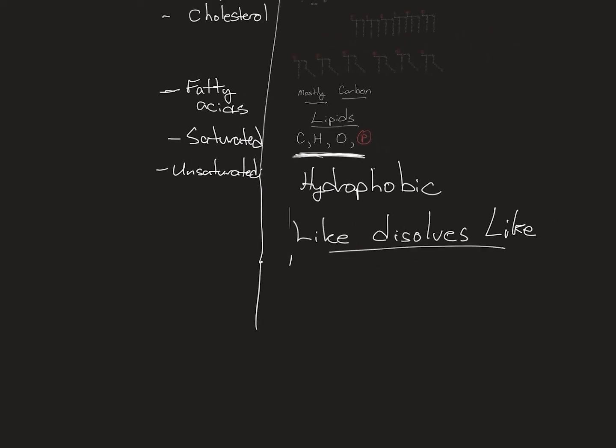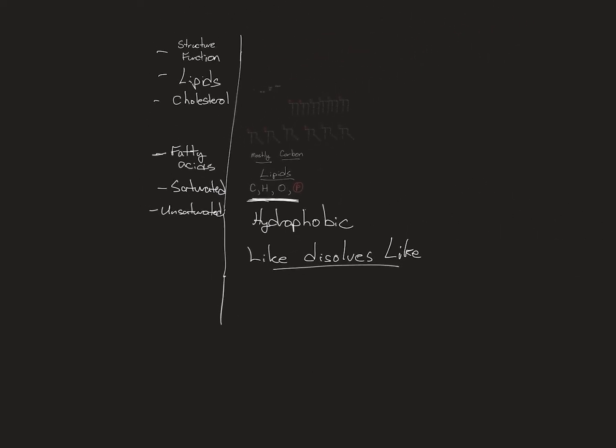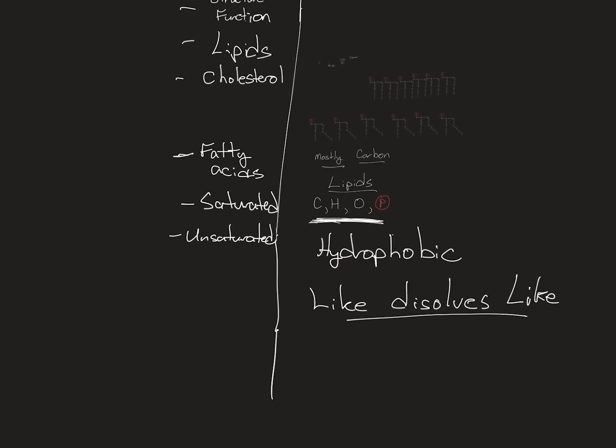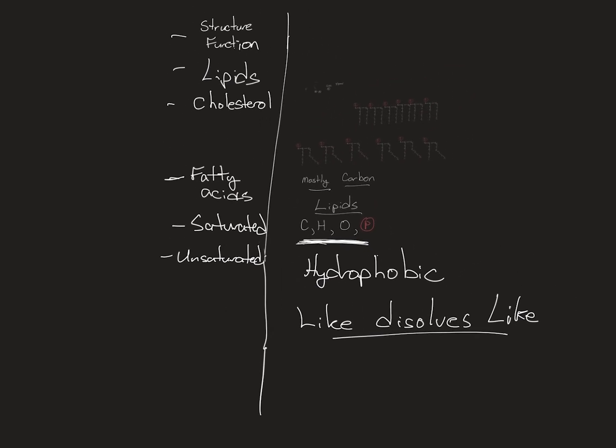You know that oil and water don't mix. If you want to dissolve nail polish, you need acetone. They're both hydrophobic. Like dissolves like. So these are lipids. That's it. That's a short run on lipids. We're going to go into more detail as we go along. These are fatty acids. These are saturated and unsaturated fatty acids.